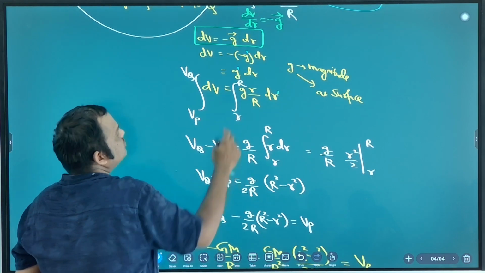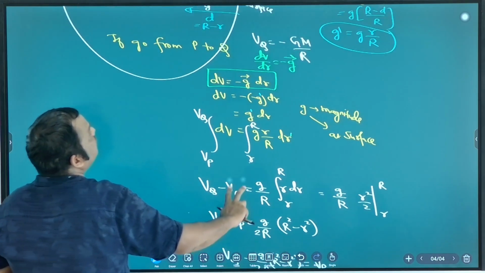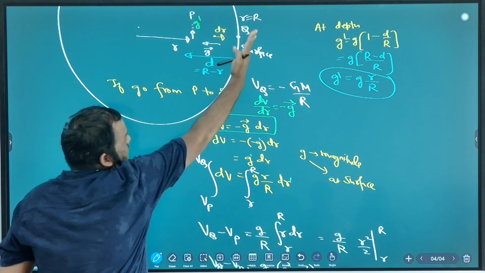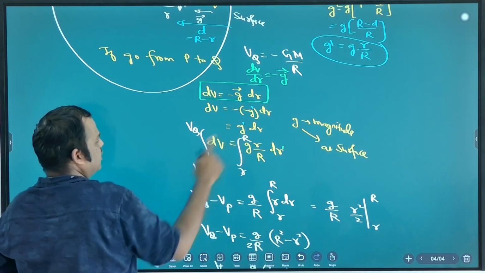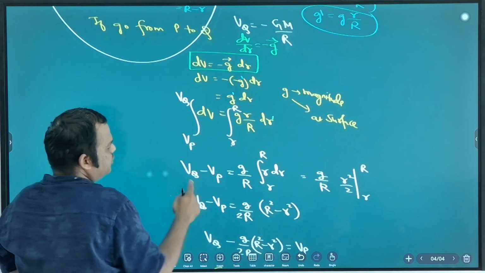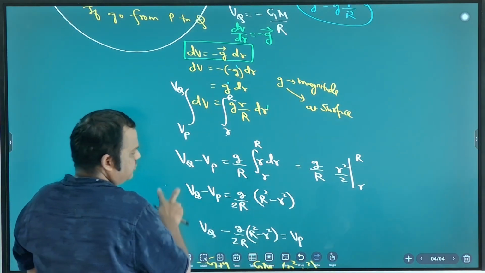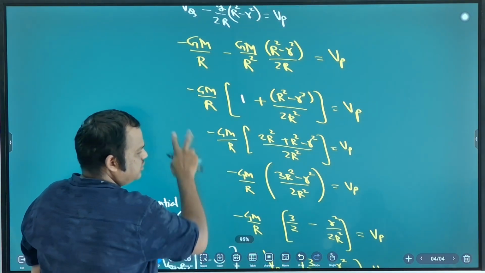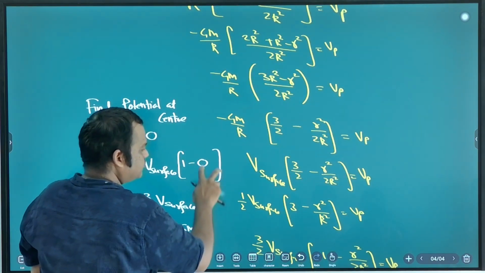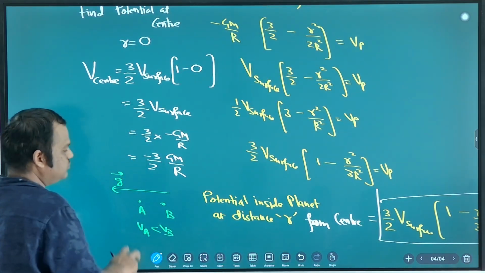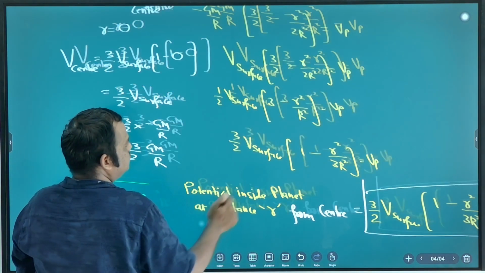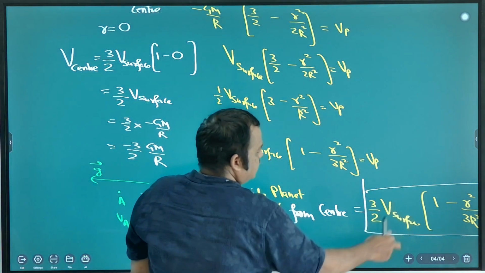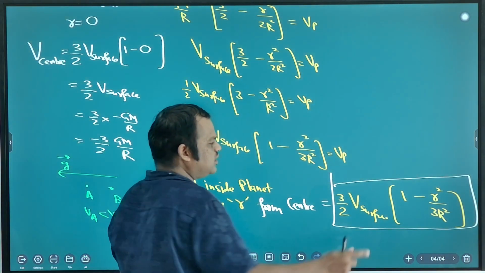Now integrate. I am going from P to Q, so small r to capital R. So Vp to Vq. So Vq minus Vp is equal to this integration you do. Carefully you solve. Once again you practice. You will get this formula. So this is Vp. Now you remember this formula.